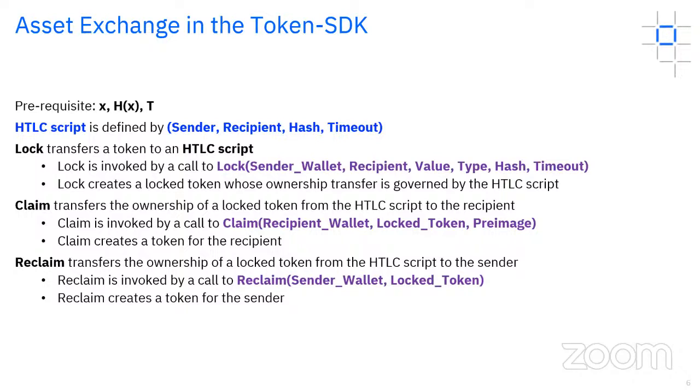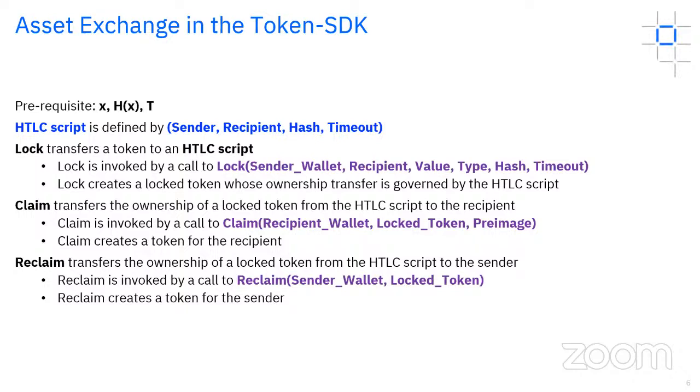HTLC script. And an HTLC script is specified very simply. It just has, let's say, 4 fields. Basically, it identifies the sender, it identifies the recipient, it has a hash and a timeout. And then a lock of a token in the token SDK corresponds to transferring this token to this HTLC script. So basically, this is a token whose owner would be this HTLC script.